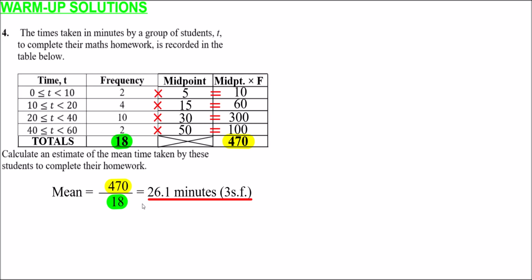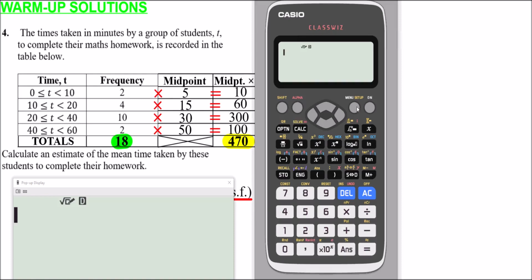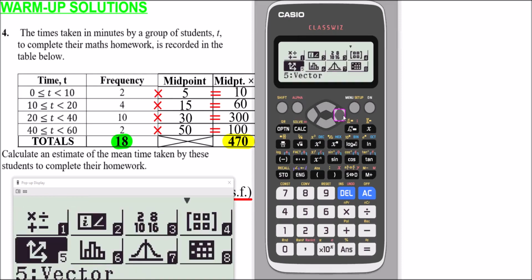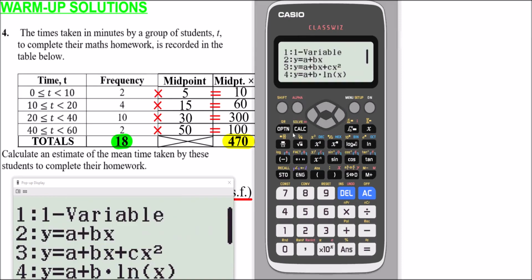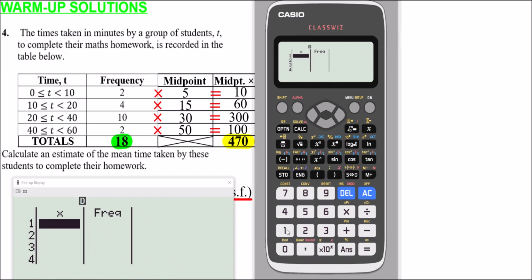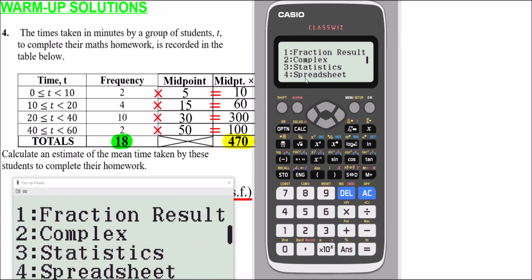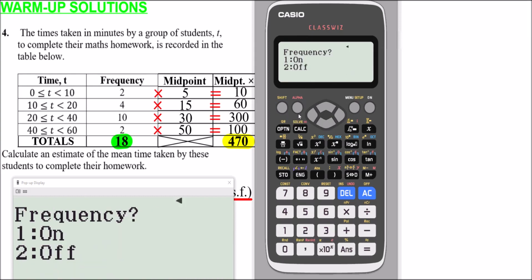Now, using the ClassWiz calculator to do it for you, again, we'd press Menu, then go to Option 6, then one variable, and make sure you've got your frequency column turned on. Remember, if the frequency column isn't turned on, press Shift, then Menu, scroll to Option 3, and make sure frequency is turned on.